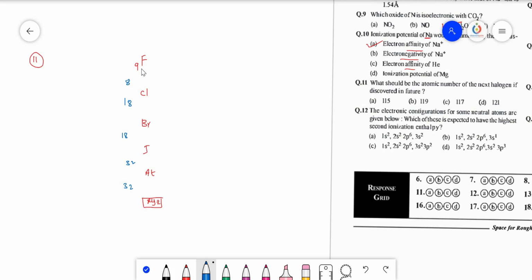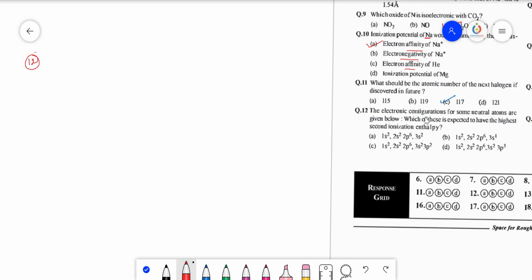Just add 8 to the 9, you will get the next element's atomic number, chlorine as 17. Add 18, you will get the next element bromine, atomic number 35. Add 18, you will get iodine, atomic number 53. Add 32, you will get 85. And add 32 to this, you will get the next element's atomic number as 117. So option C is correct.